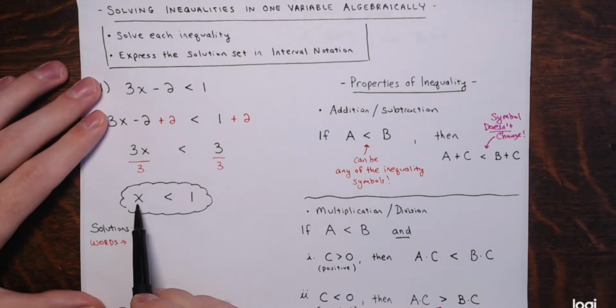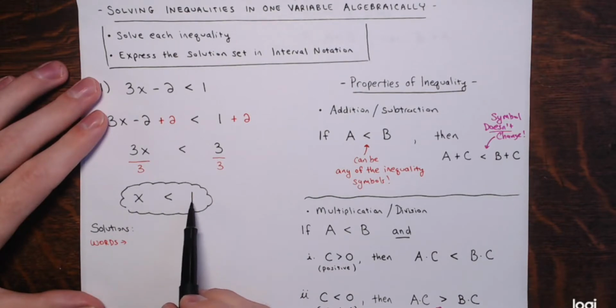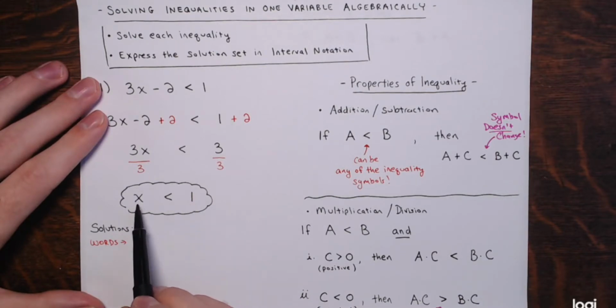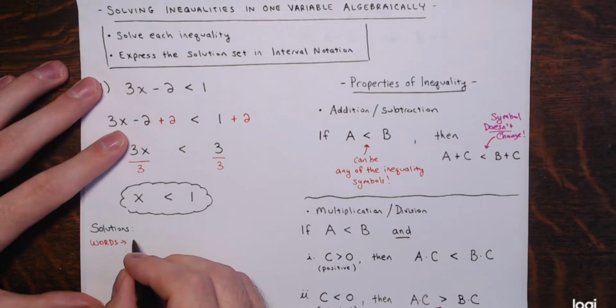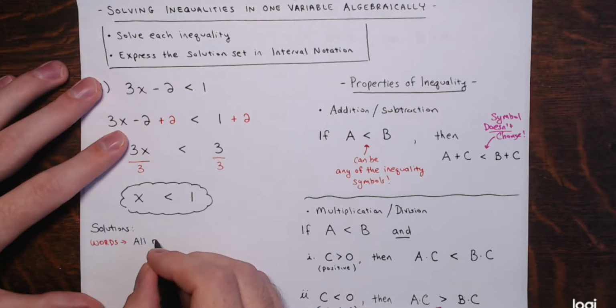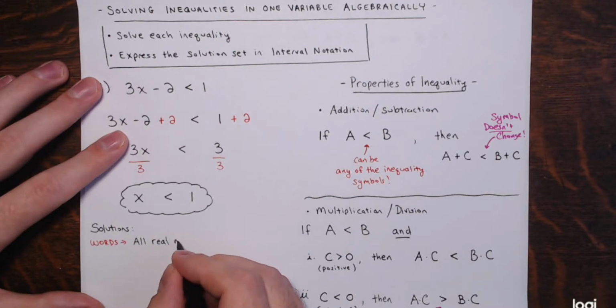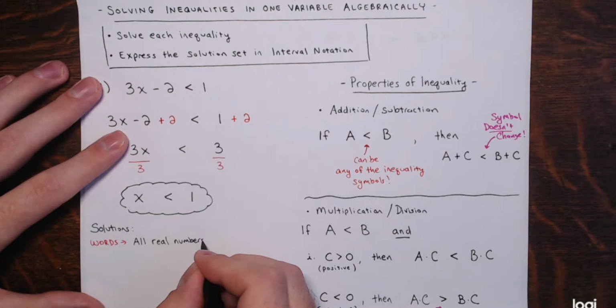This is x is less than 1. So all the numbers that satisfy this are the numbers less than 1, and we're talking about the real numbers here, no imaginaries. If I describe this set in words, it would be all real numbers less than 1.